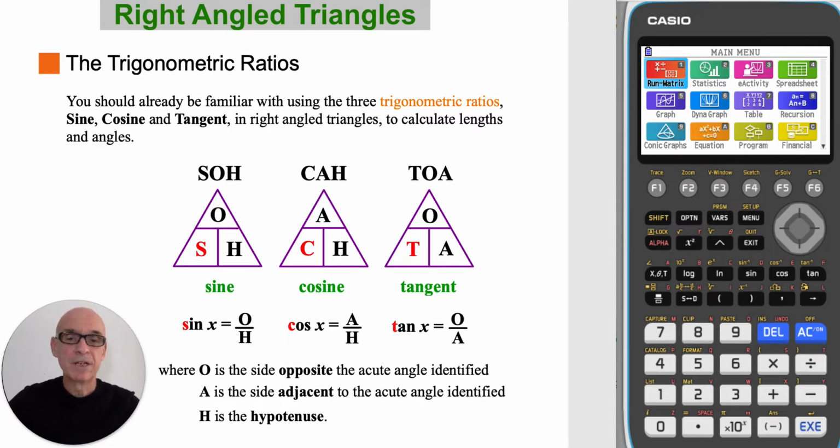You may be familiar with these trigonometry triangles, which can be used to help remember the ratios. Sine is opposite over hypotenuse, cos is adjacent over hypotenuse, and tan is opposite over adjacent.